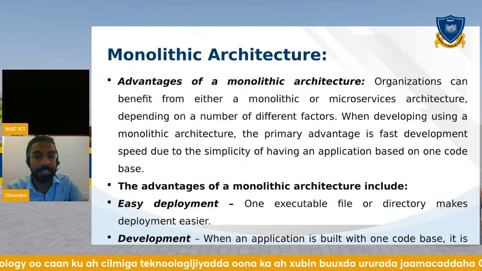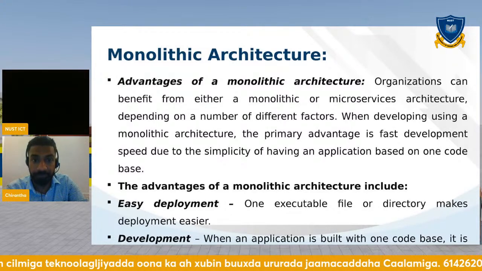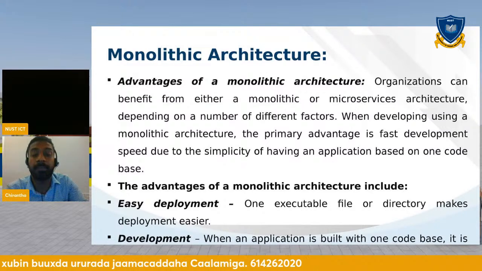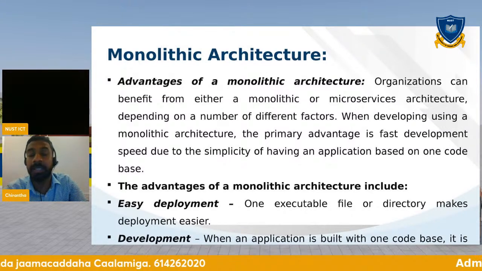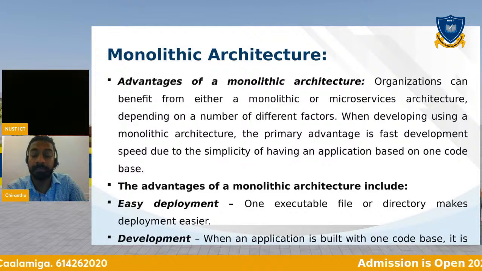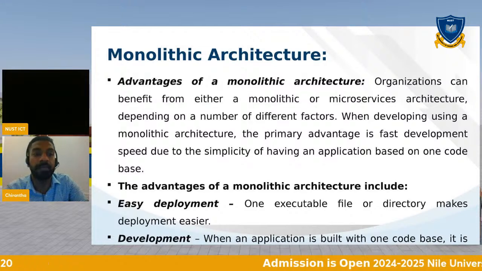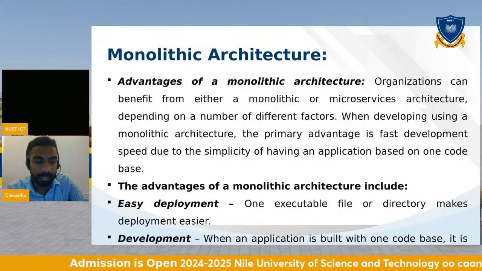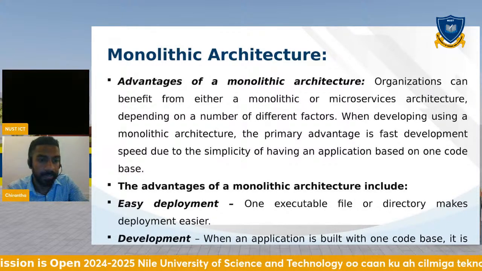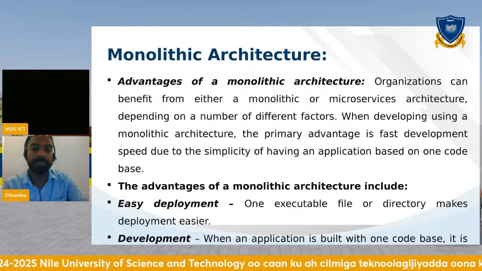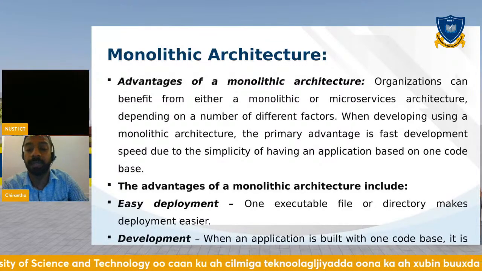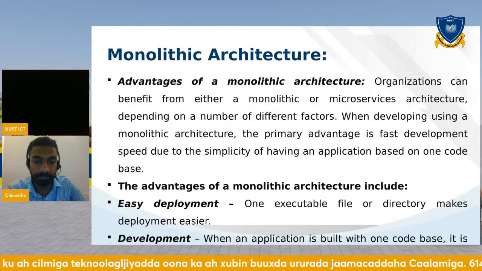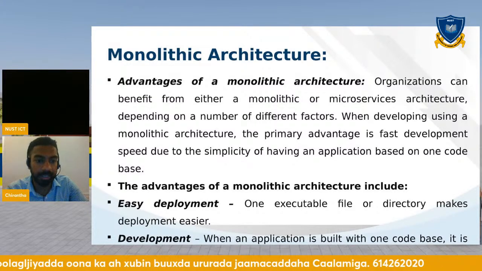The first one is easy deployment. One executable file or one directory makes the deployment easier. No large files, no different files, no different projects, only one project and one file. We have to deploy only that. Then the development also is easy because we have to build and work on only one code base. Therefore, the development is very easy with the monolithic architecture.